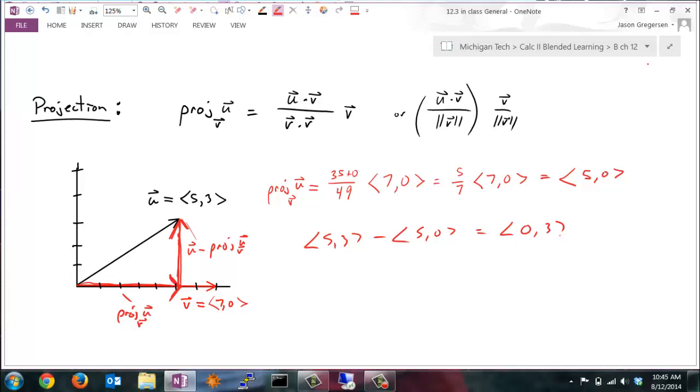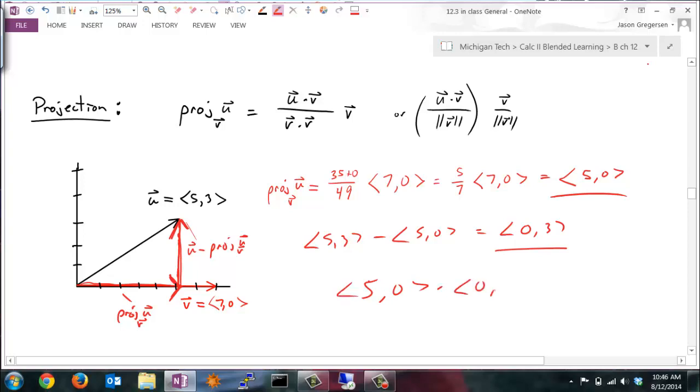But I don't know, I'm hoping this is the right triangle. I'm hoping these are perpendicular. But I need to show that it's 90 degrees. So what do I need to do? How do I show that this is perpendicular to this? Take their dot product. Their dot product should be equal to 0. If I take 5, 0, dotted with 0, 3, I get 0. So those two vectors are perpendicular. And of course they have to be. That's how I constructed them.